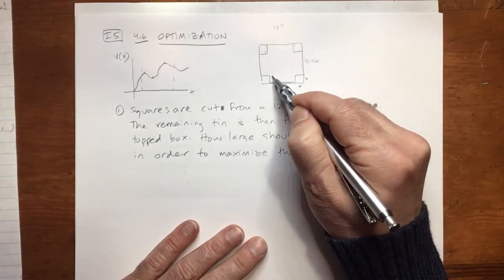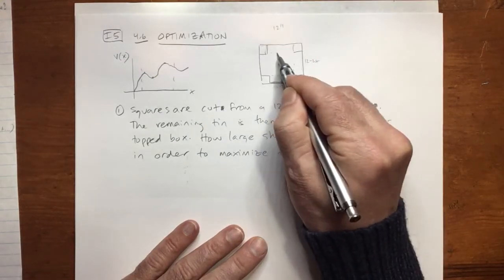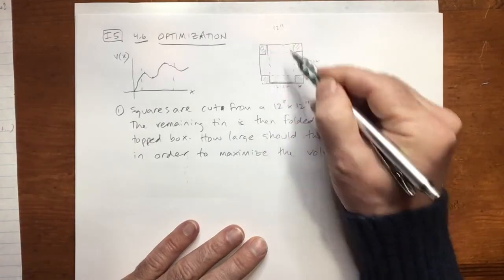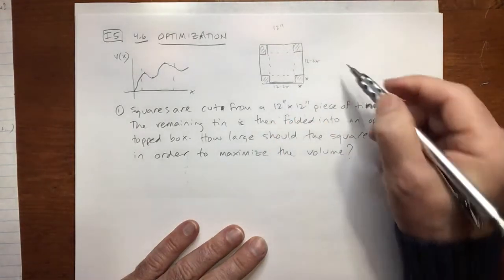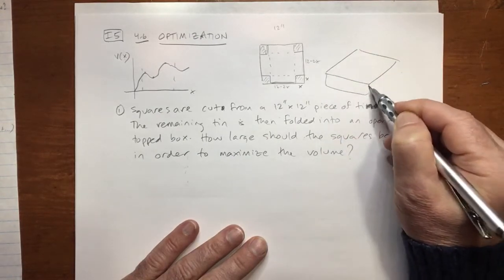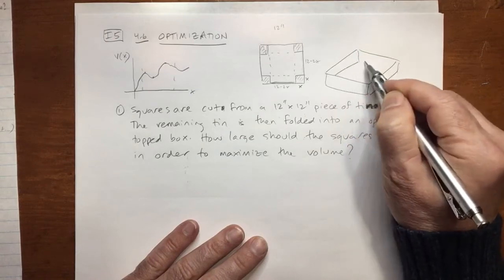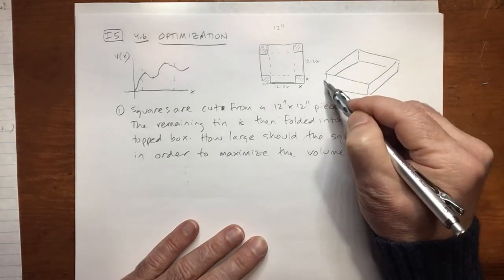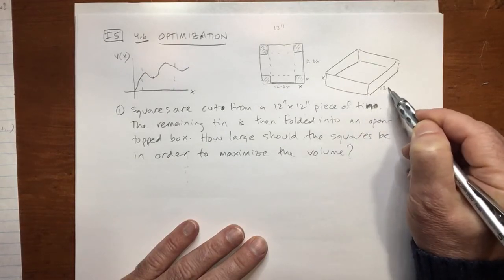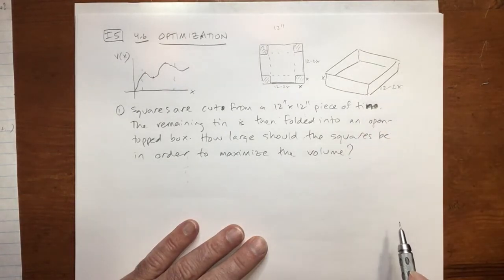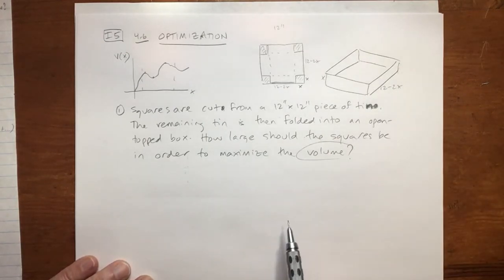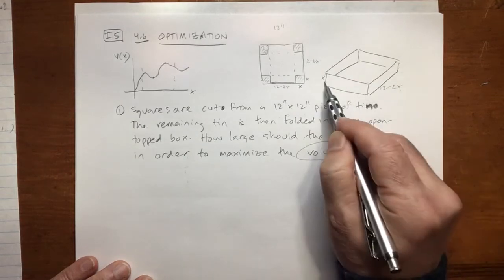What we're going to do is then fold these little flaps, because these squares are now gone. We're going to fold these flaps up, and we'll get something that looks like this, an open-topped box, the height of which will be x, and each dimension of the base is 12 minus 2x. So what we want to do is find a formula for whatever it is we're trying to maximize.